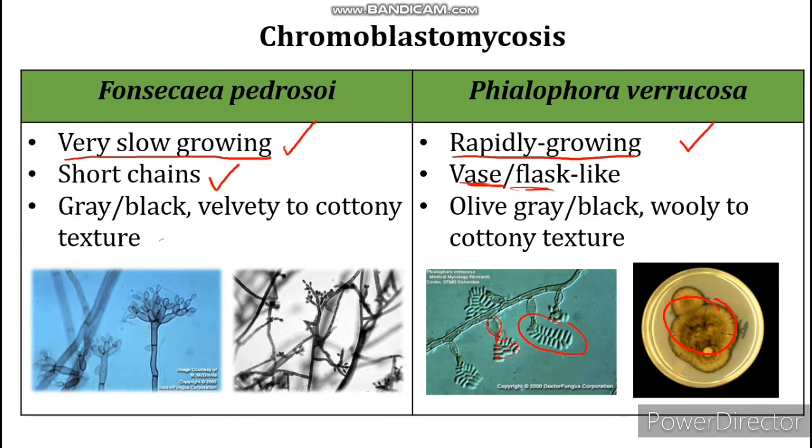So, example, in case studies, sinabi na the patient had chromoblastomycosis. So, you run down, so dalawa na lang na mycoses yung ipipiliin nyo. So, it's either Fonsecaea or Phialophora. Now, kapag sinabing very slow growing, Fonsecaea yon. Pero kapag sinabing rapidly growing, 3 to 5 days to grow na sa infected tissue, Phialophora verrucosa agad yung sagot nyo. Okay?